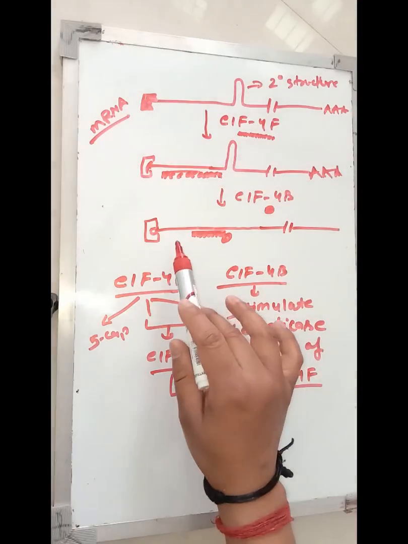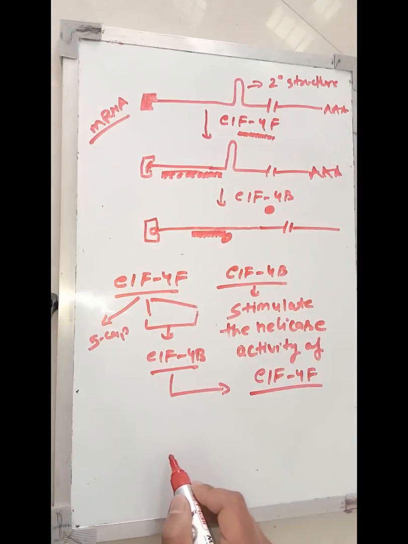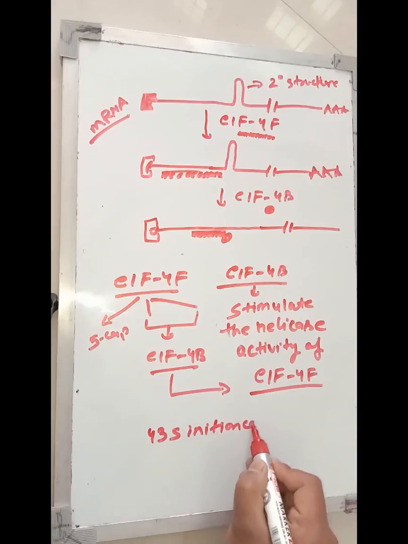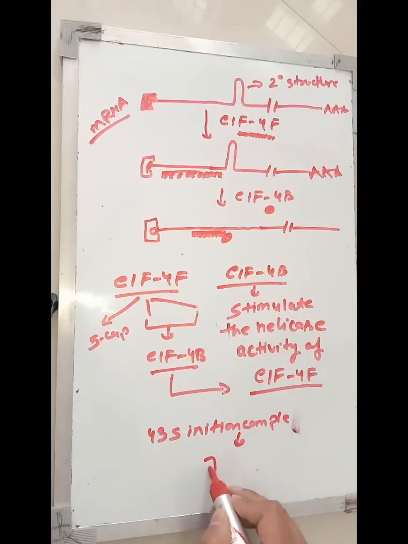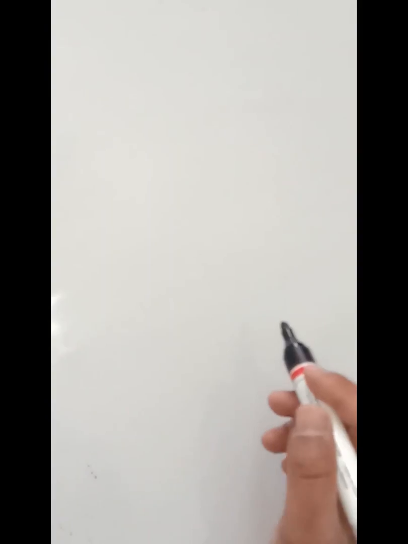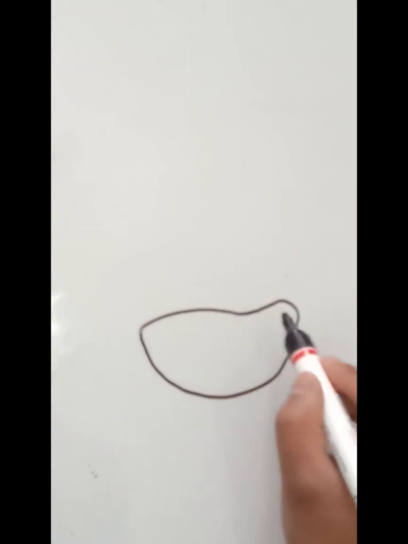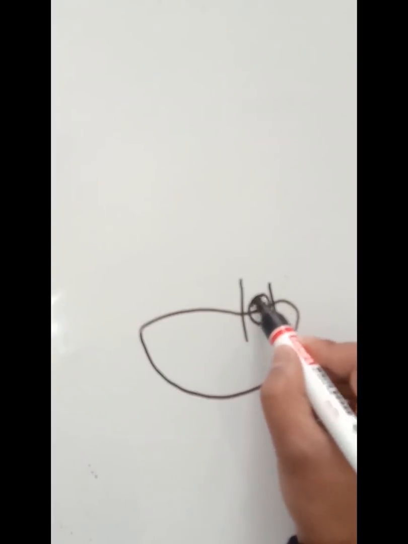Now after the removal of the secondary structure, it is ready to bind with the small subunit ribosome, that is the 40S initiation complex. So the 43S initiation complex joins the mRNA along with these initiation factors. Now let us again draw a 43S initiation complex. So here, now you let me know what factor this is.